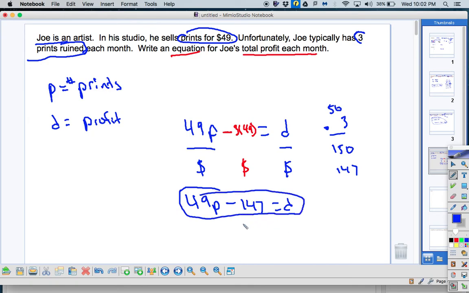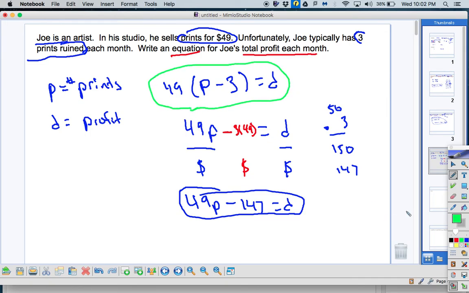Okay? Now, there's another way you could have written it, and it's a perfectly valid way, and that is to say that how many prints that he's selling starts with P, but he loses 3 every month. So this is now the number of prints that Joe has at the end of the month, and when I multiply the number that he has at the end of the month, which is P minus 3 times 49, now I have profit. Okay, so this would equal D. And this is an equally valid solution. So here's solution number 2.